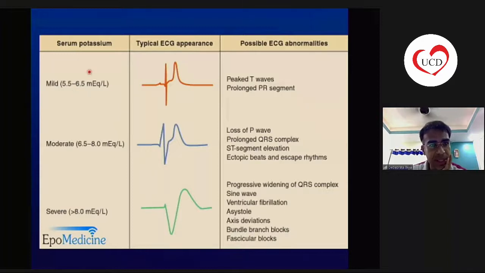The third ECG I showed was categorized as mild hyperkalemia of 5.5 to 6.5. The second one which I showed is moderate hyperkalemia, and the first one is the classical, typical ECG of severe hyperkalemia, where you find a very wide QRS merging into the T waves.